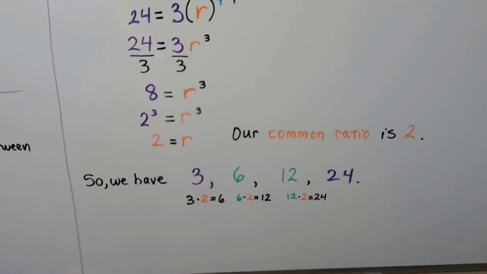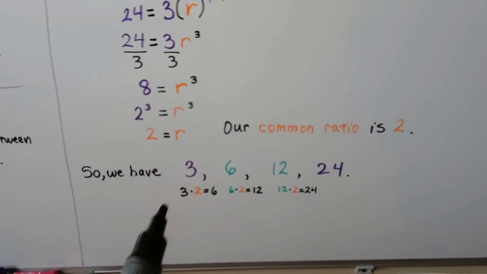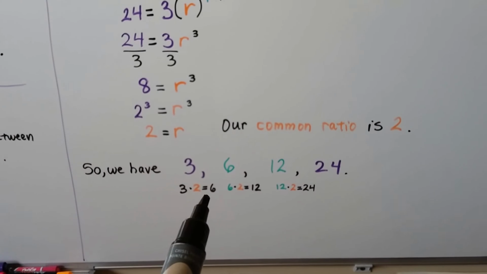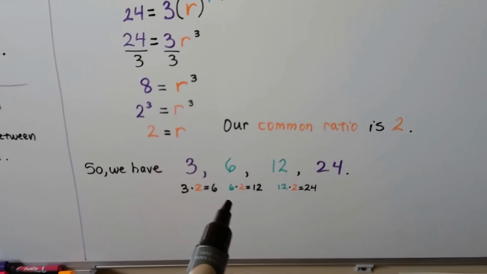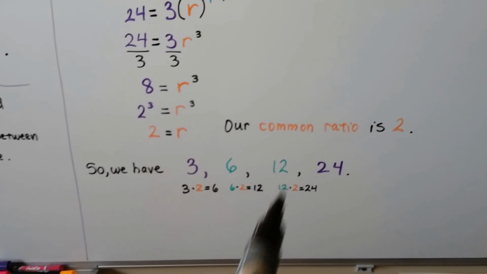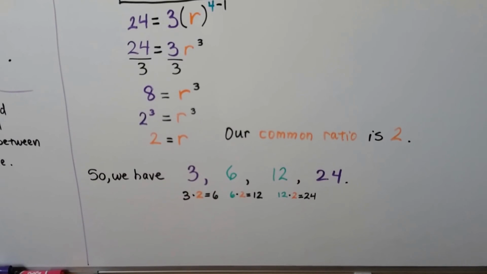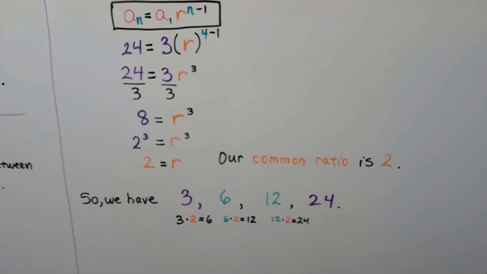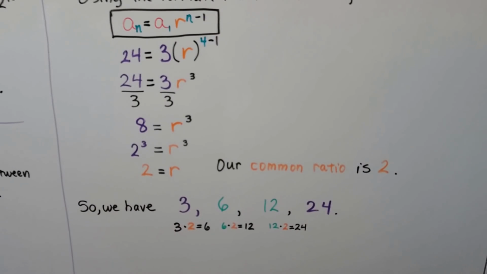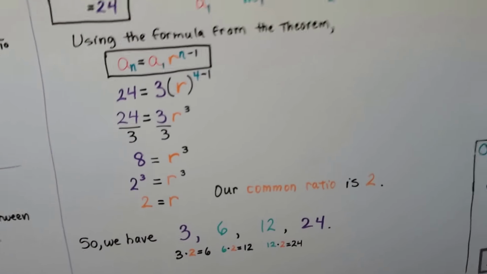So now we can fill those numbers in. We have 3 times 2 equals 6, so we put a 6 there. We have 6 times 2 equals 12, so we put a 12 there. And 12 times 2 is 24. We do have our 24. See? So do you see how I did that? Okay. So I have a couple of word problems for you.